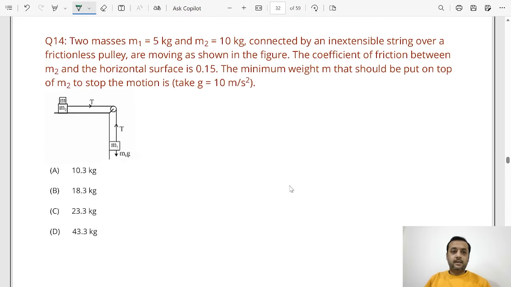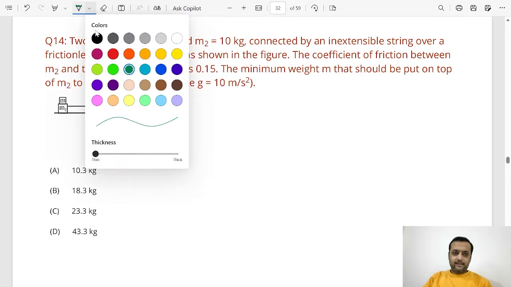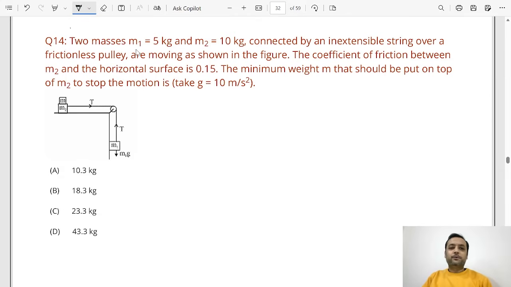Let's see this question here. NLM, mechanics favorite. Two masses m1 equals 5 kg, m2 equals 10 kg, connected by an inextensible string over a frictionless pulley, are moving as shown in the figure. The coefficient of friction between m2 and the horizontal surface is 0.15. The minimum weight m that should be put on top of m2 to stop the motion is.